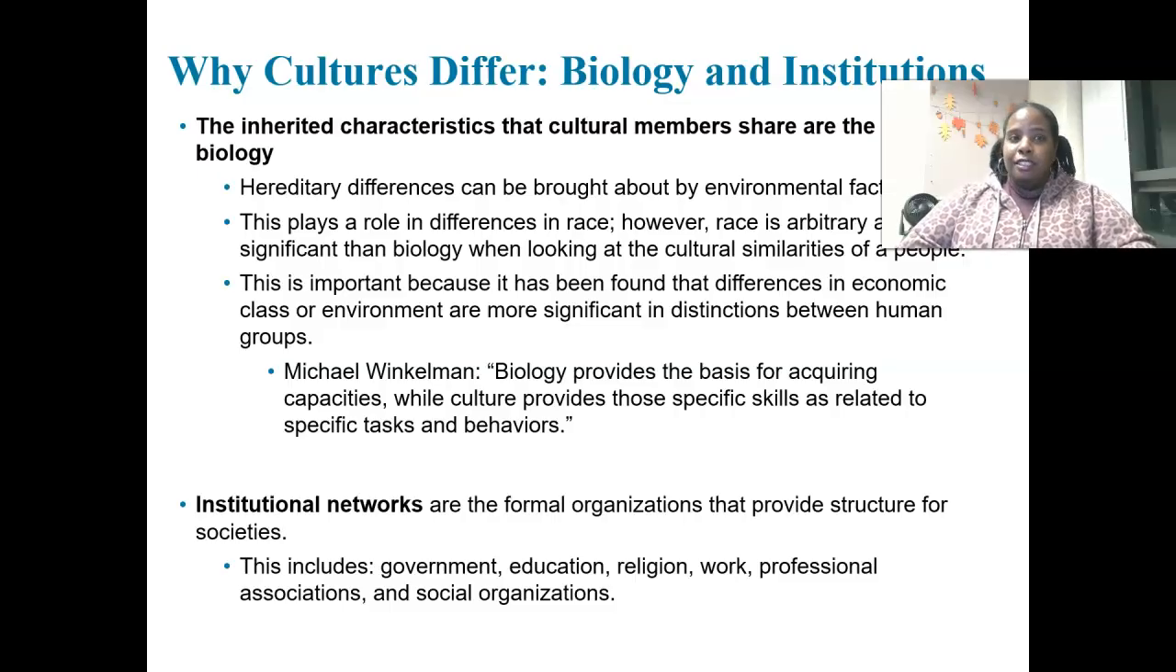All right. So, biology and institutions. Biology involves inherited characteristics that culture members share. So biology plays into environmental factors. For example, when we think about race, we think about our ancestry of origin. What we look like is based on our ancestors' adaptations to the environment.